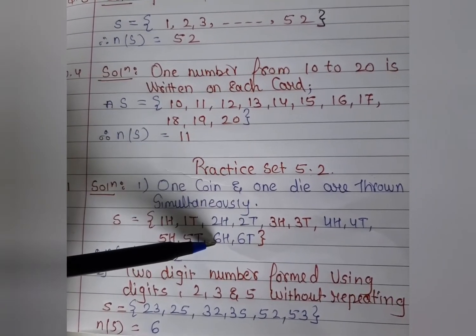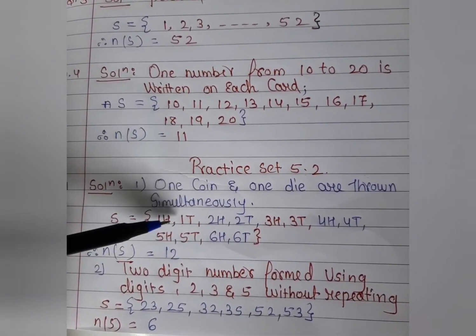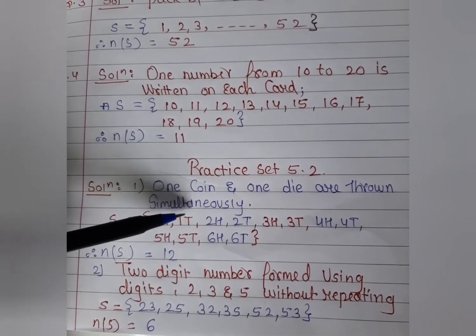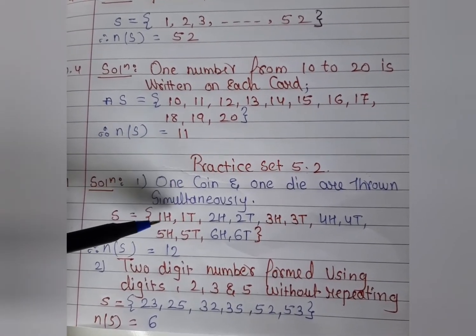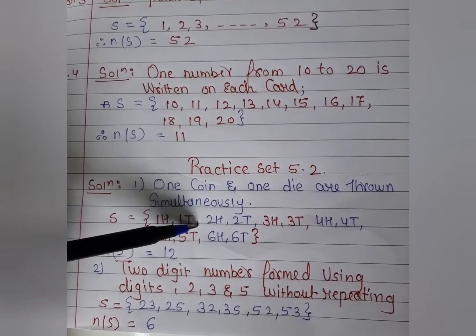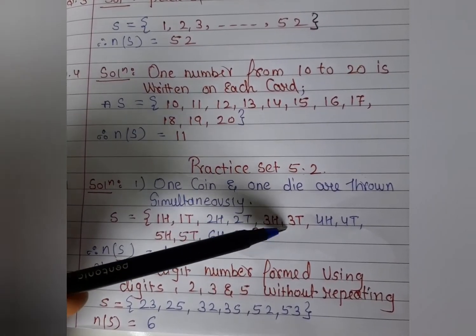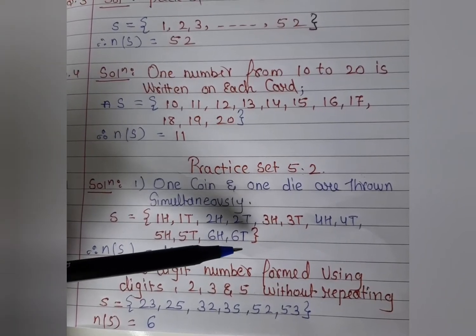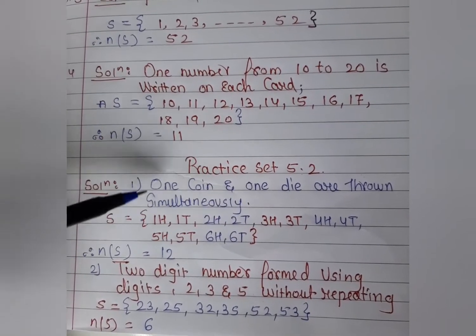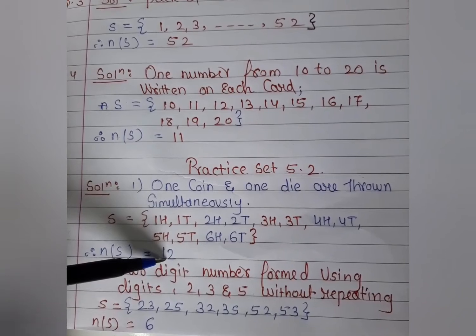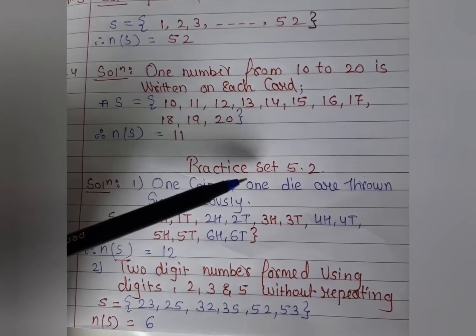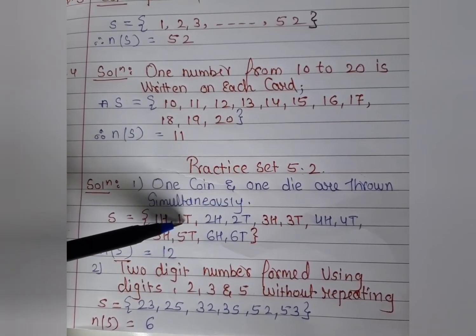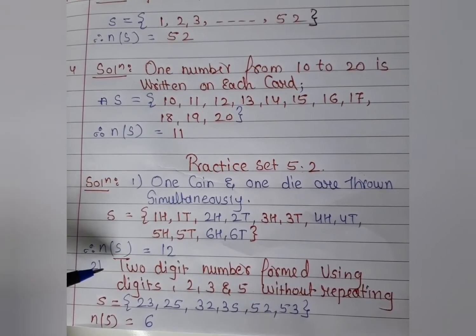So students, always remember, when we have this condition, head and tail should always go with all the die numbers. So here 1 head, 1 tail, 2 head, 2 tail, 3 head, 3 tail, 4 head, 4 tail, 5 head, 5 tail, 6 head, 6 tail. So the number of possibilities is 12 here, because the coin and die are thrown simultaneously. Let us go for the next condition.